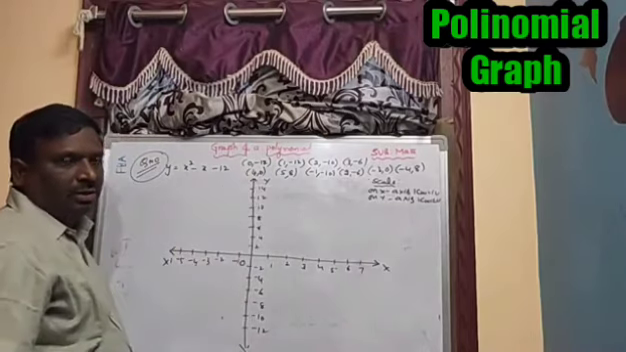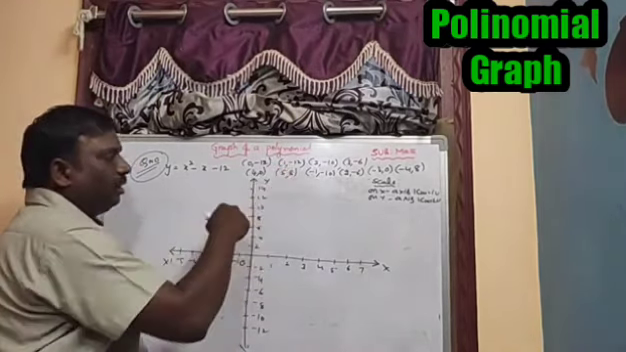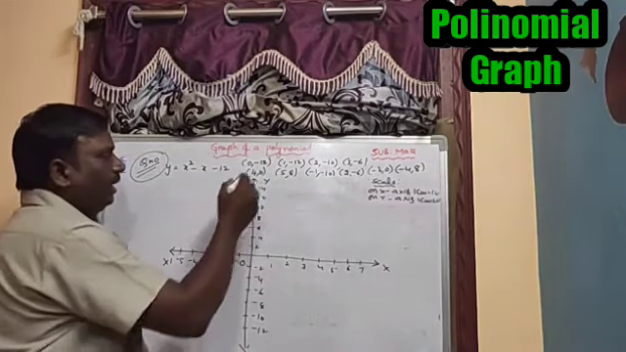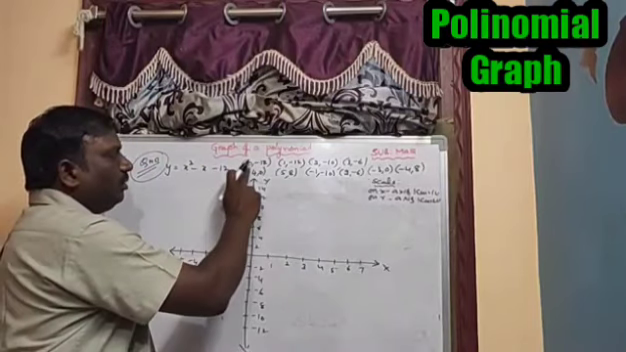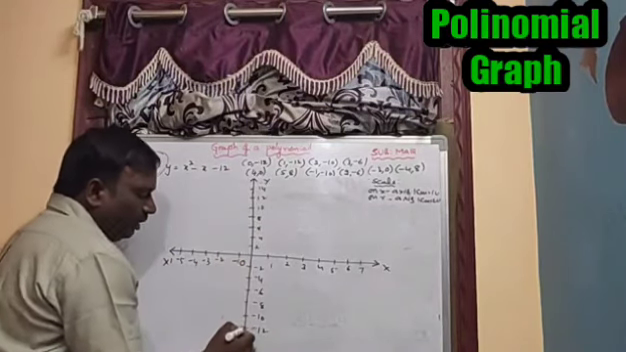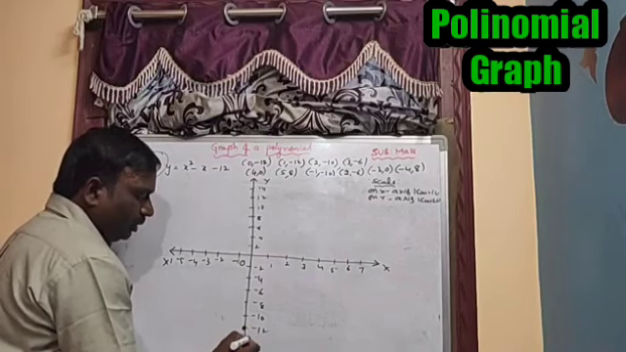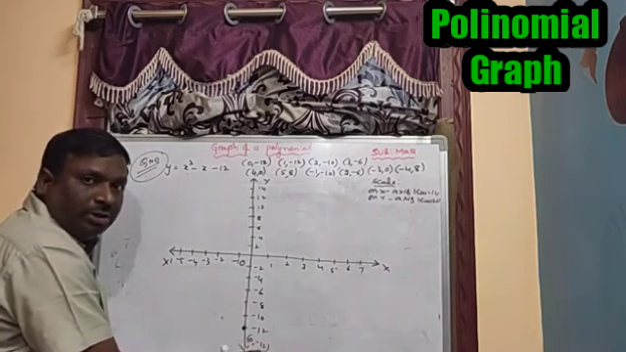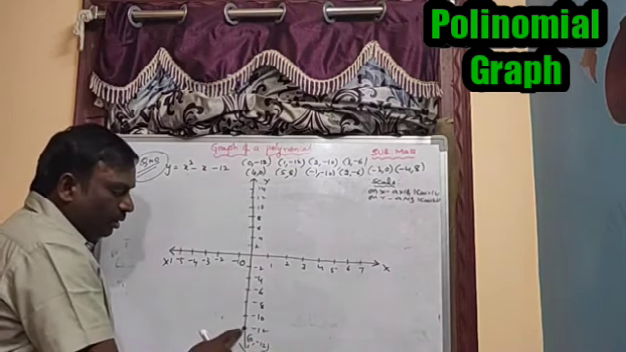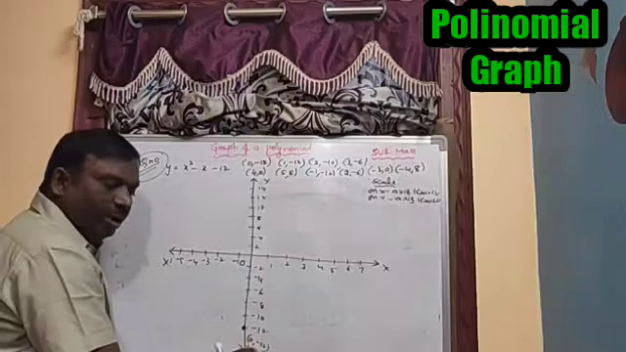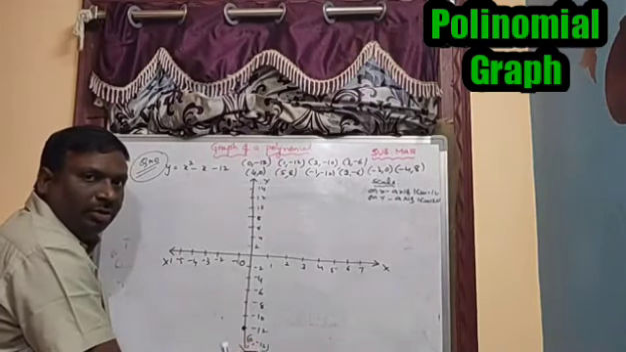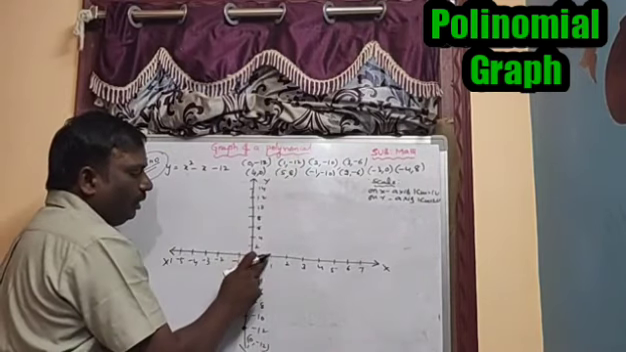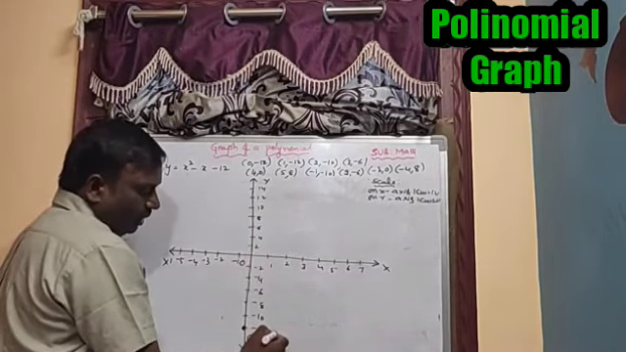Plot (0, -12) and (1, -12) and join them freehand. 0 comma -12 means x is 0 and y is -12. Writing the points also, marking the points also, is very important. Some of the children only mark the point and are not writing the values. Writing the values is also very important. Next, (1, -12): on the x-axis 1, and the same -12 here.